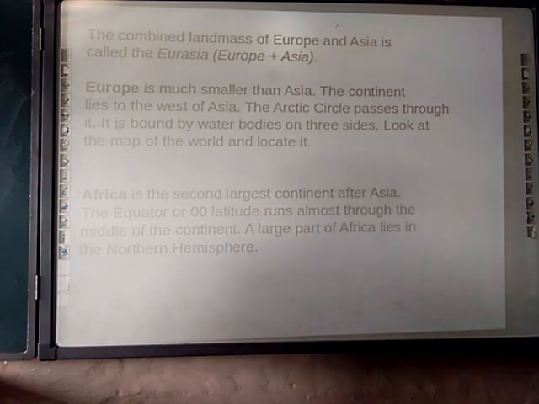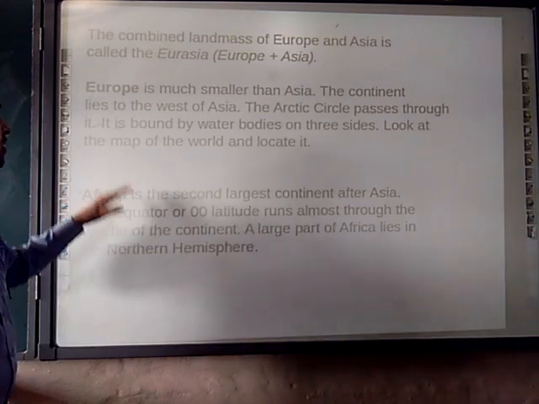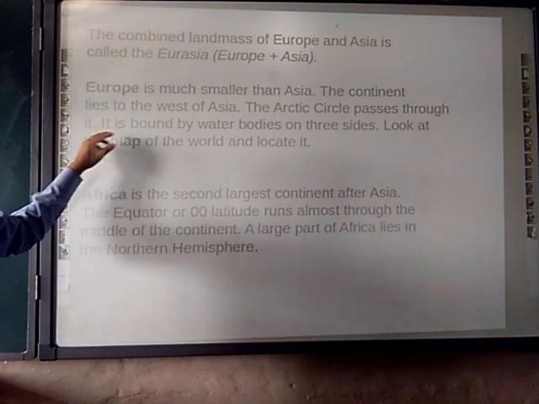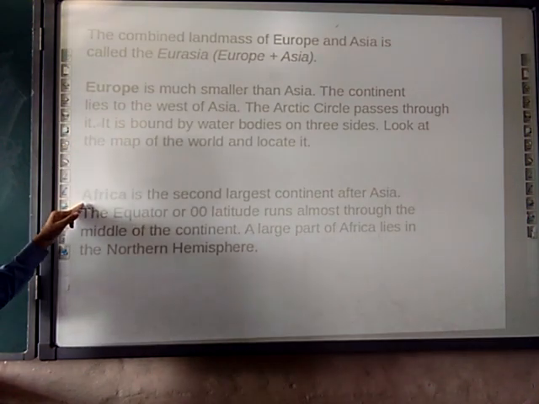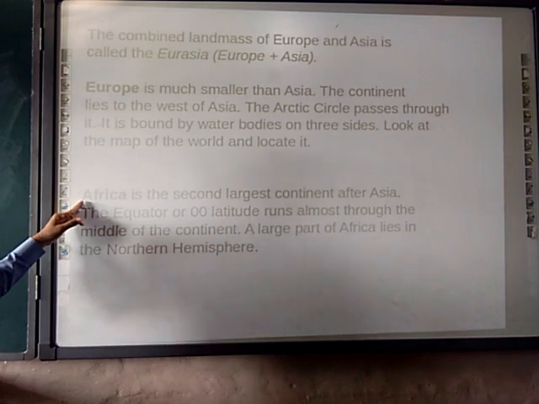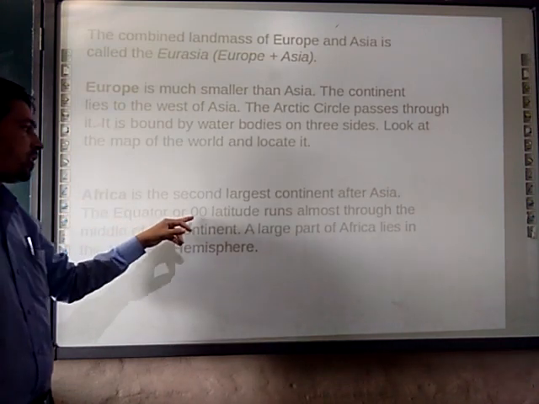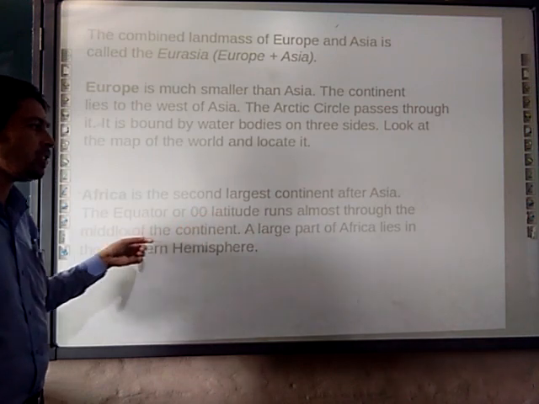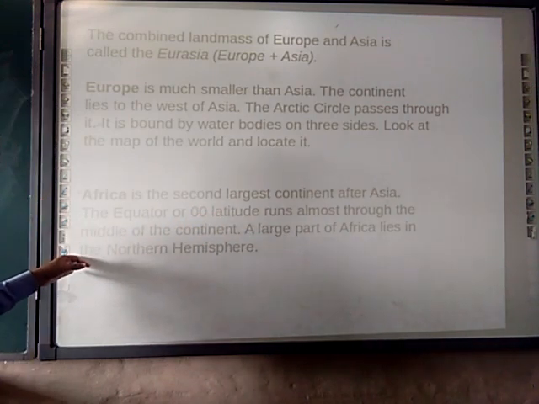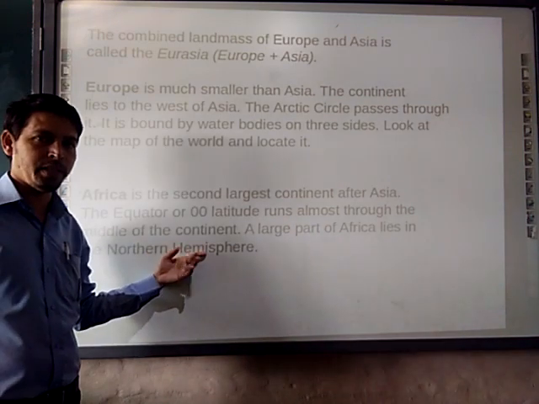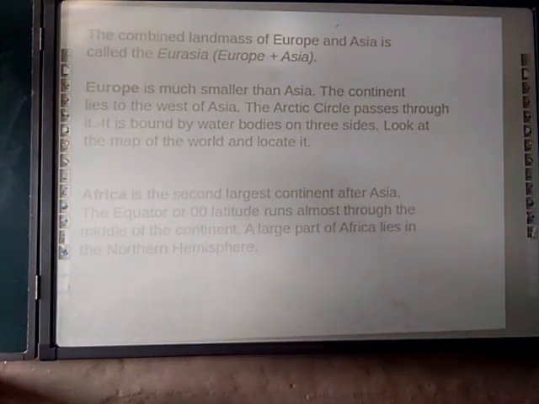Europe is much smaller than Asia. The continent lies to the west of Asia. The Arctic Circle passes through it and it is bounded by water bodies on three sides. Right? Then Africa. Africa is the second largest continent after Asia. The equator, or zero latitude, runs almost through the middle of the continent. A large part of Africa lies in the northern hemisphere and the rest in the southern hemisphere.